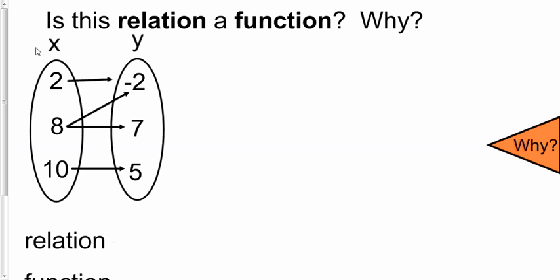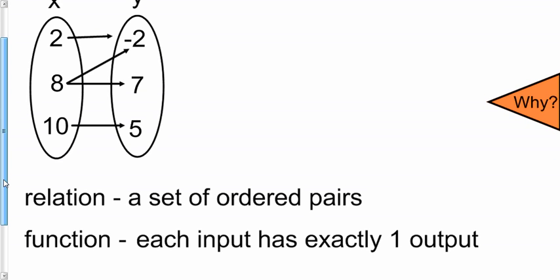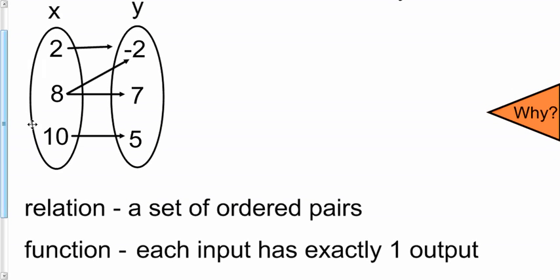Okay, what about this? Let's use a mapping diagram. Is this relation a function? Yes or no, and why? Again, a relation is just a set of ordered pairs. We're just showing it in a different format. And the function at this point you should be more familiar with. Again, each input has one output.